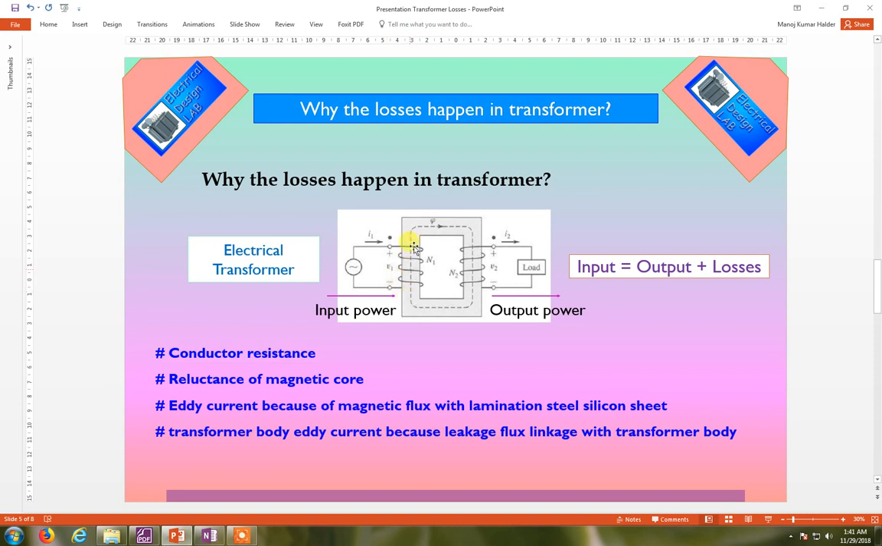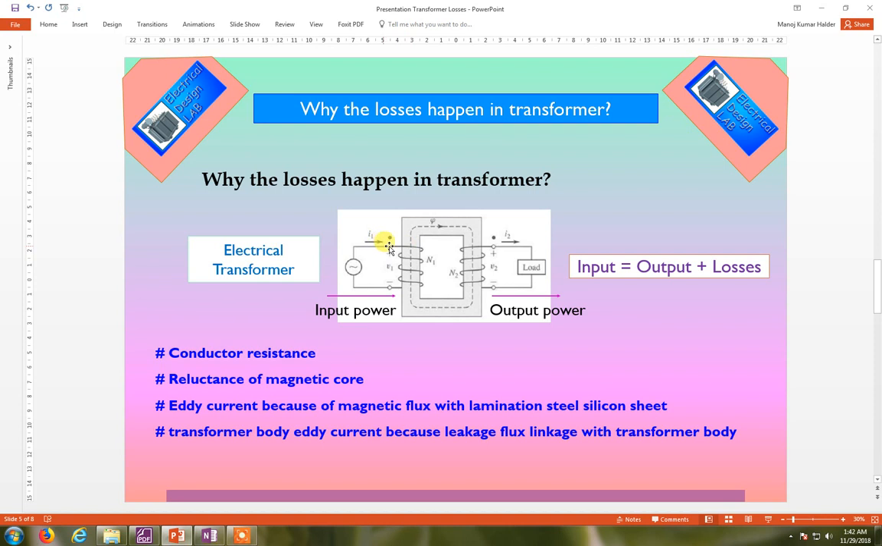So what will happen? Flux will be produced, and this flux will travel and come to the secondary part of this transformer. Okay, that means this flux will link with the secondary coil, and for that reason voltage will be induced here according to Faraday's law of electromagnetic induction. By the induction process, here we will get some voltage. If the load is connected with the secondary part, then current will flow through this circuit, and this current is denoted by I2.